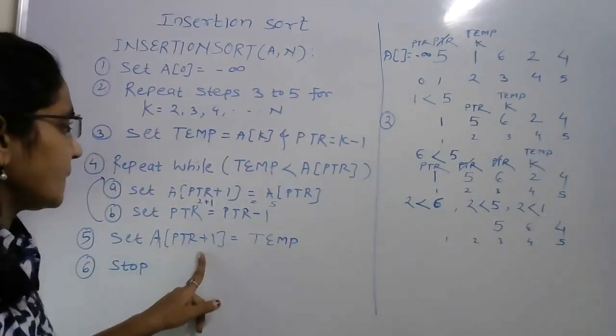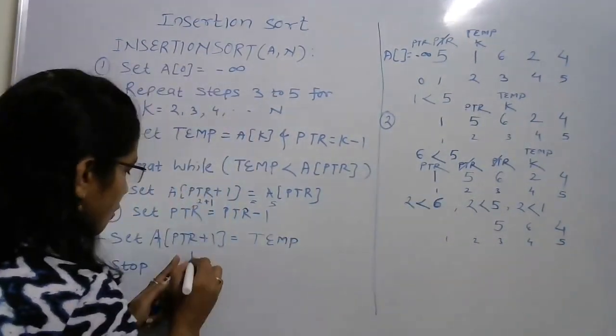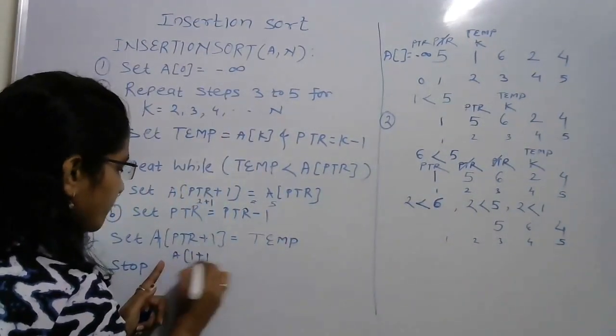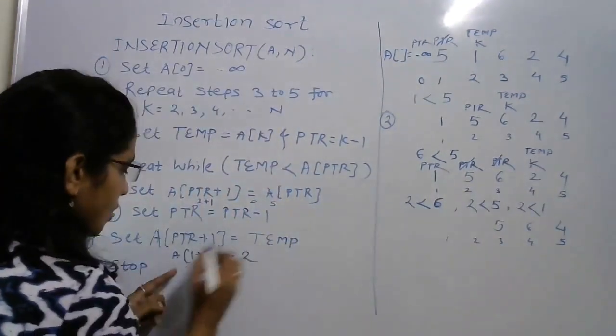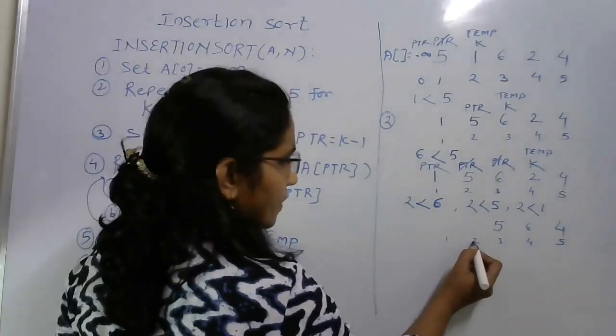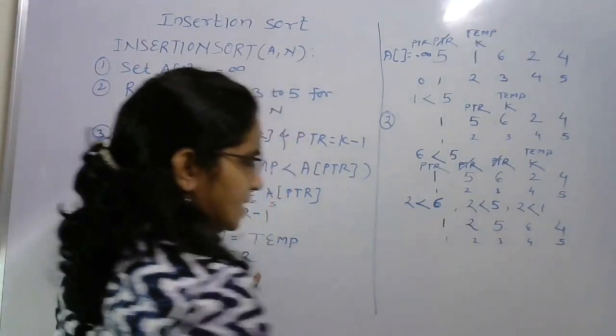Set A of PTR plus 1 equal to temporary. Now the value of PTR is 1. So 1 plus 1 means A of 2 is equal to temporary. What is the value of temporary? 2. So A of 2 equals 2. So at this location 2 the value is 2, and 1 stays as it is.